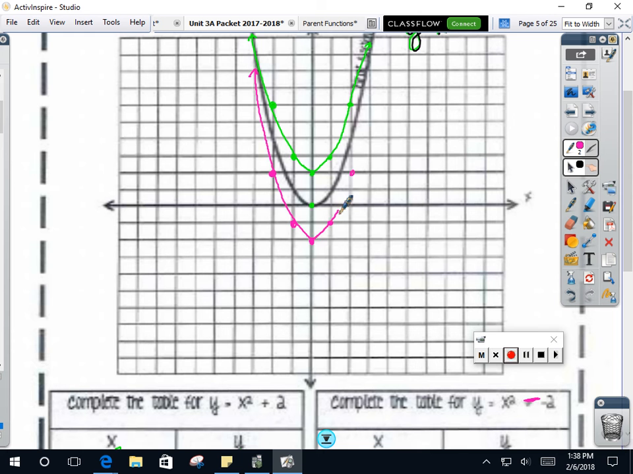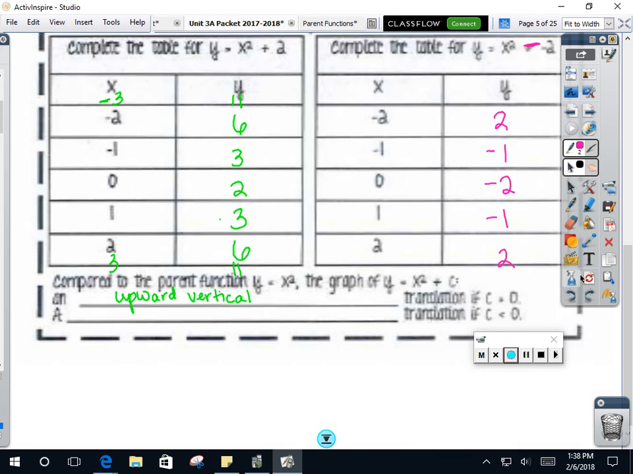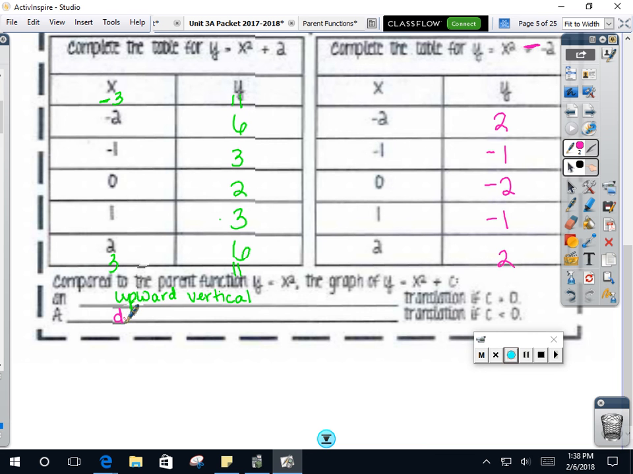It just went down. It's not any wider, even though sometimes it may appear to be. It's not. You can just see more of it. It just went down 2. Okay, so it was a downward vertical translation that occurred because we subtracted a number from the x squared, which is the same as adding a negative number, right?